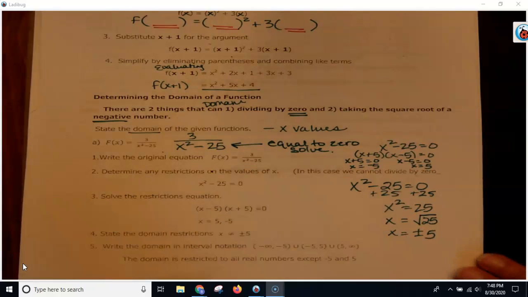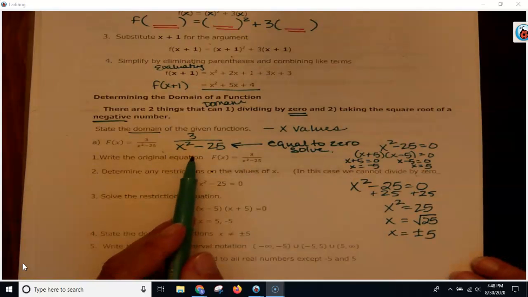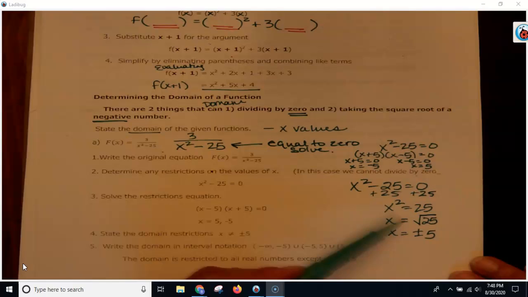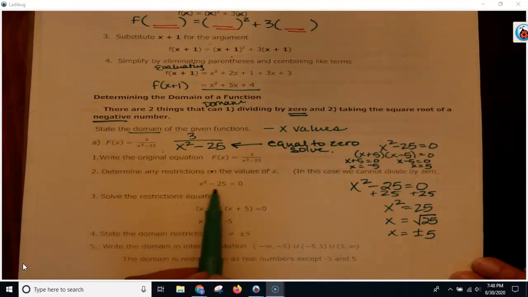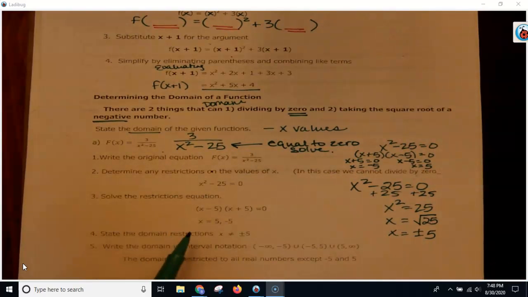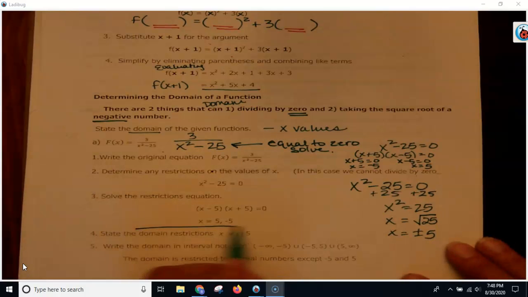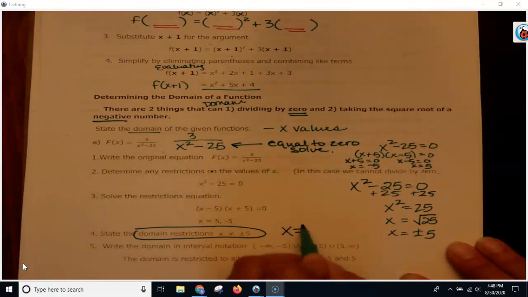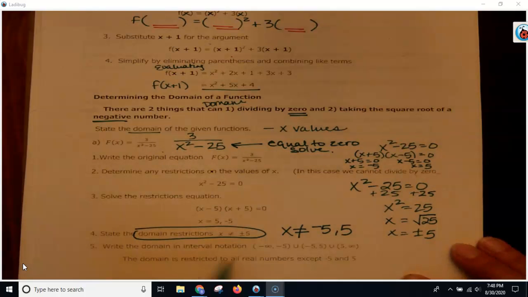Okay, so those are the two ways you can solve this specific one. The square root method doesn't always work if you have a trinomial. It only works if you have a perfect square binomial. So you're going to state your domain restrictions, meaning x cannot equal -5 or 5.